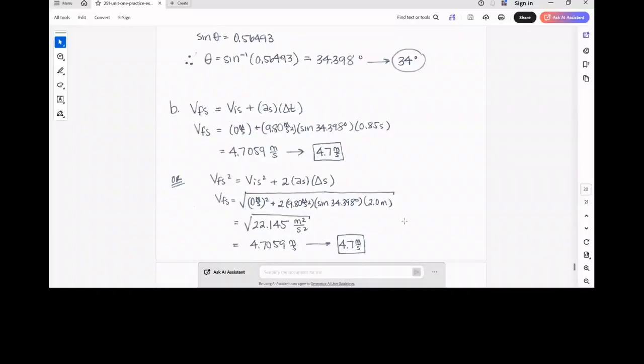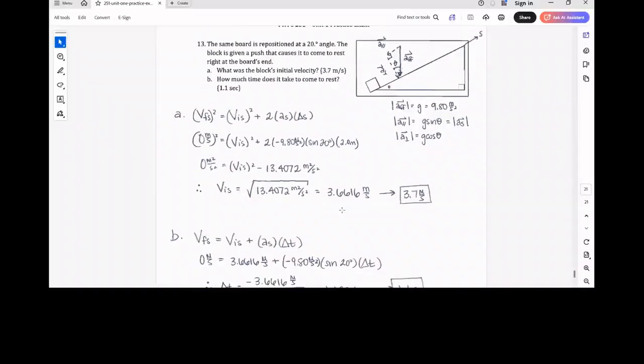And as a check, we can do the same process, but with our time-independent kinematic equation. So we can take the fact that the block experienced a displacement of positive 2 meters, and then we can use that to solve for v final s, and we get exactly the same number. So 4.7 meters per second, 2 separate times.